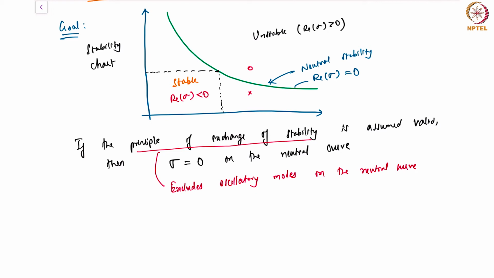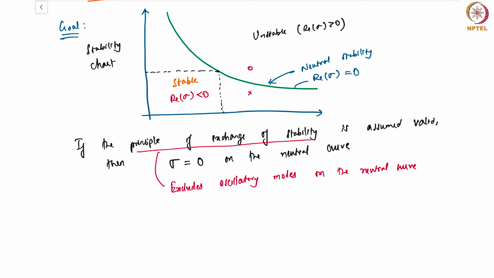So it just says that on one side of the neutral curve you have stable, that is damped solutions. On the other side of the neutral curve you have unstable solutions. But on the neutral curve you actually have a solution which is neither growing nor decaying, and it's also non-oscillating. That's very important. These are non-oscillatory solutions. So sigma, which means that both its real part and imaginary part are identically 0.